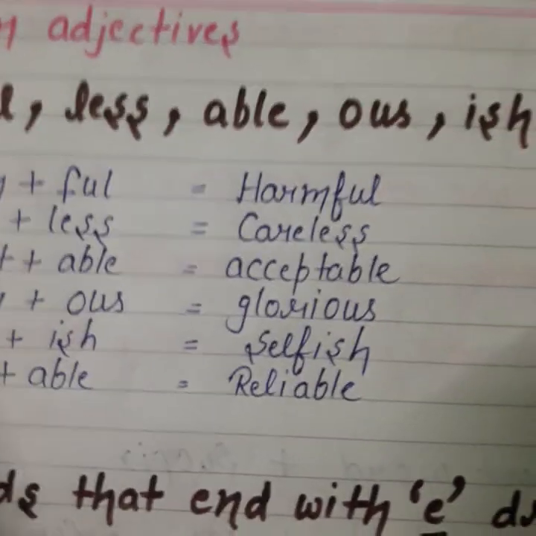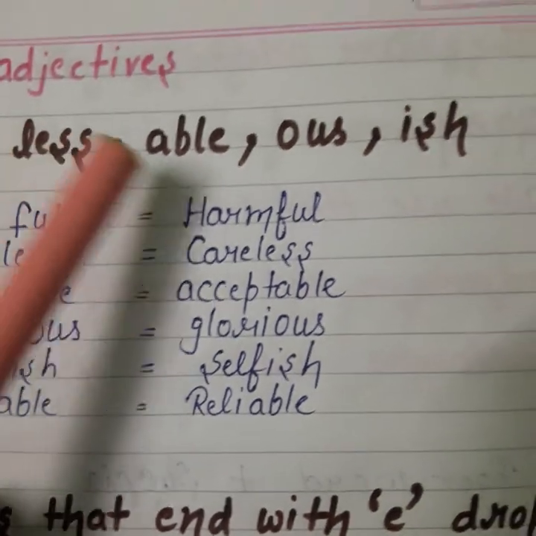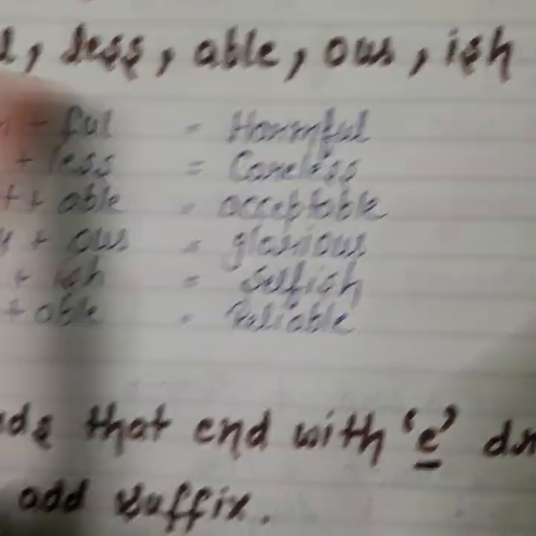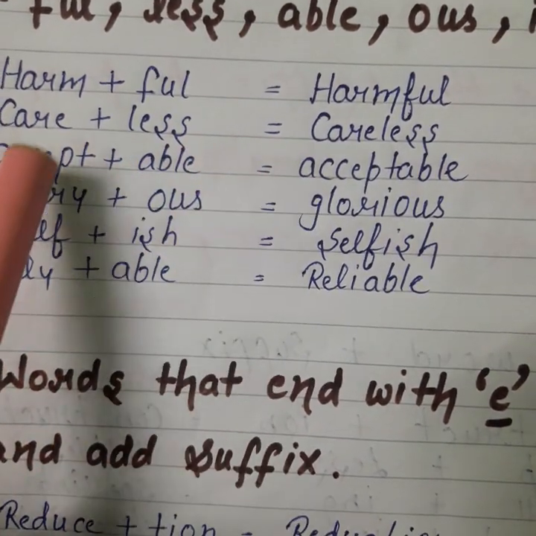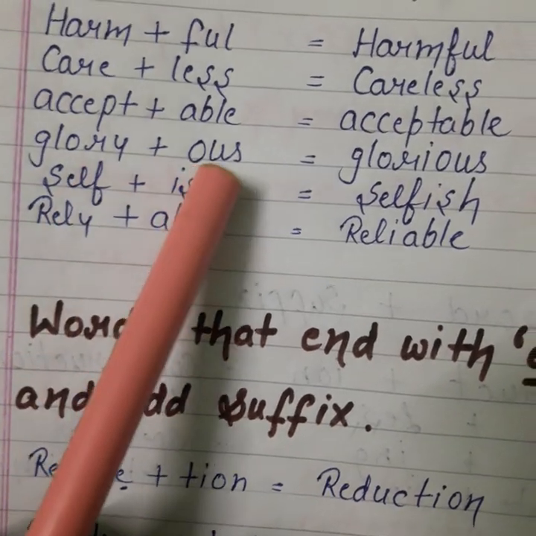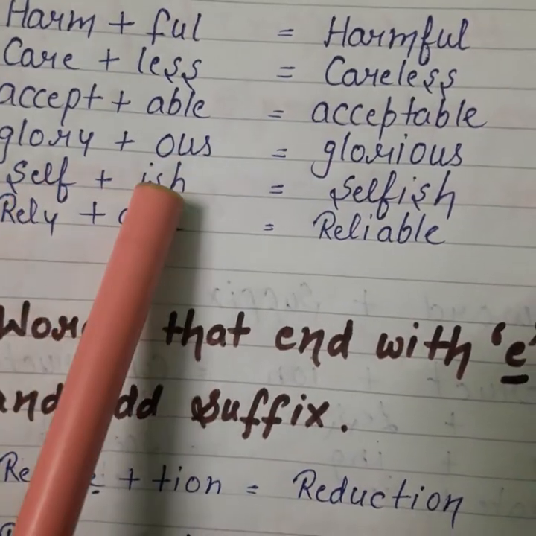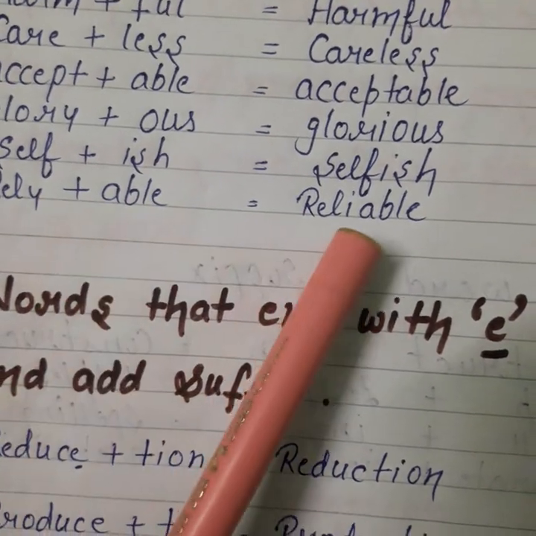Now adjectives that we can form by adding suffixes: full, less, able, ous and ish. Harm plus full, harmful. Care plus less, careless. Accept plus able, acceptable. Glory plus ous, glorious. Self plus ish, selfish. Rely plus able, reliable.